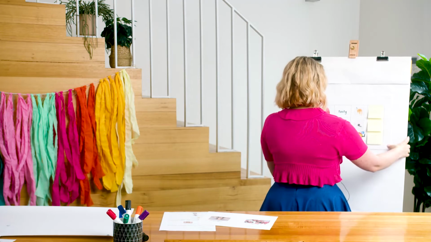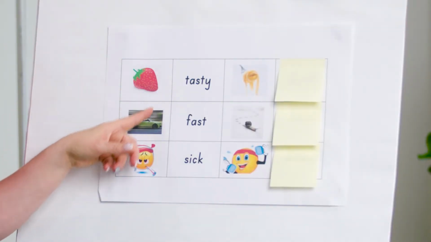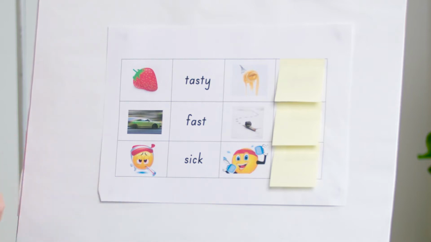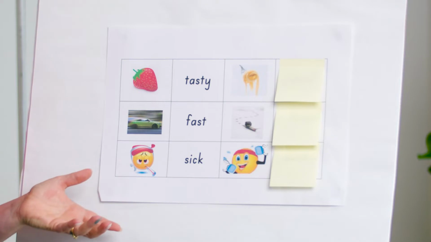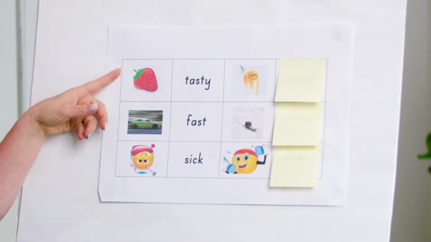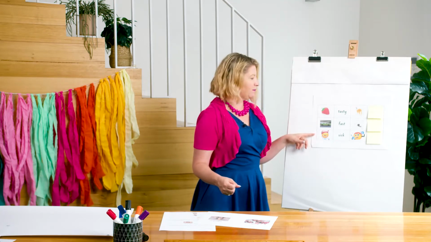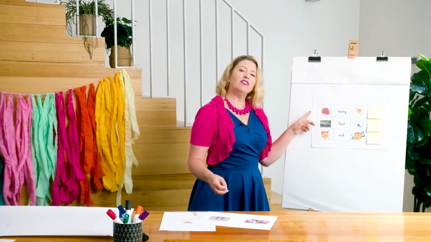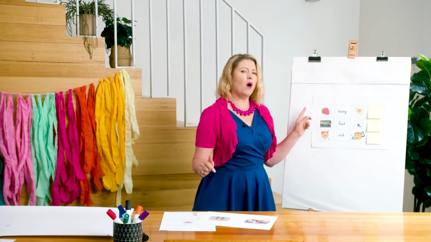See how carefully we can stick that on. There we go. If you were with us last time for the vocabulary lesson, you might remember that we looked at synonyms. Remember, synonyms are words that are similar. And we had these words here. We had tasty, we had our tasty strawberry, our fast car, and our poor little sick emoji. Today, we're going to think of things that are antonyms to these words, that are opposite, not similar, but opposite.